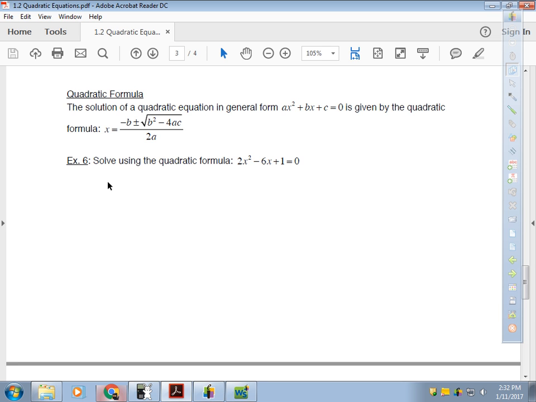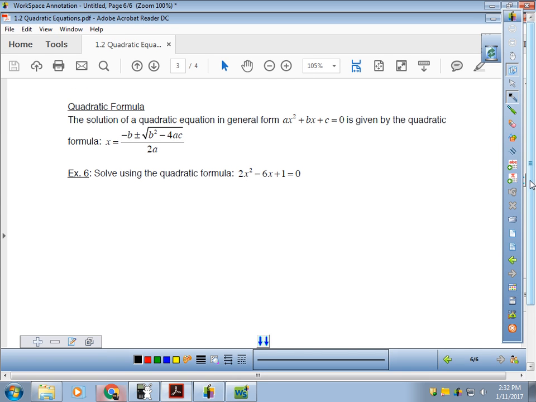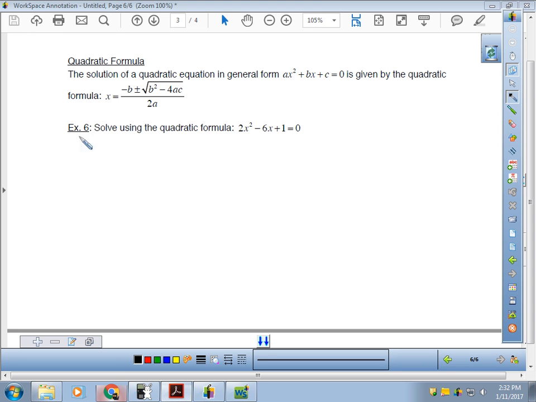But this is a formula that works for any quadratic written in the form ax squared plus bx plus c equals 0. You can find x by just plugging in the b, the a, and the c. Okay. So let's look at an example using that. Example 6 here asks us to solve using the quadratic formula. We have 2x squared minus 6x plus 1 equals 0.